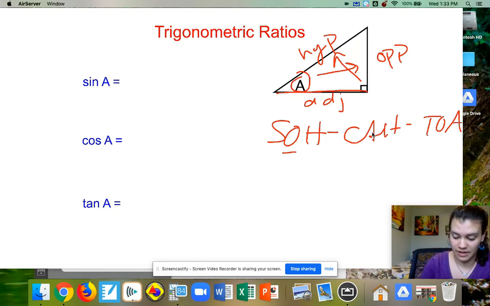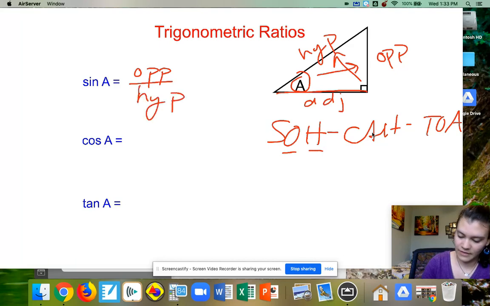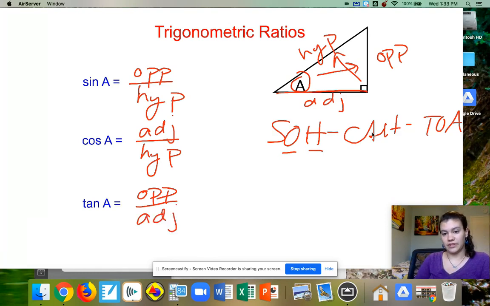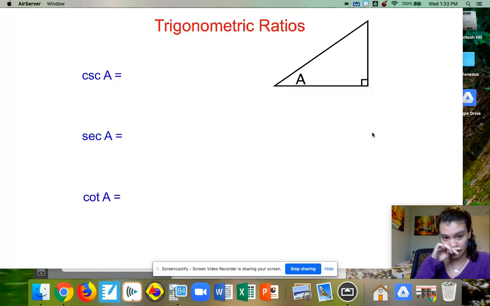So SOHCAHTOA helps you remember what the different ratios are. Sine is your opposite over hypotenuse. Cosine is the adjacent side over the hypotenuse, and tangent is your opposite side over the adjacent side. These you've seen before, there's nothing new about them. You did these in geometry, you did them in advanced algebra. Next, these will be new to you.